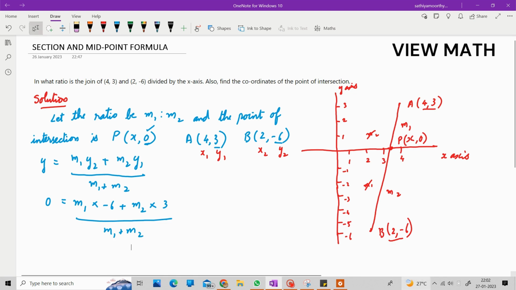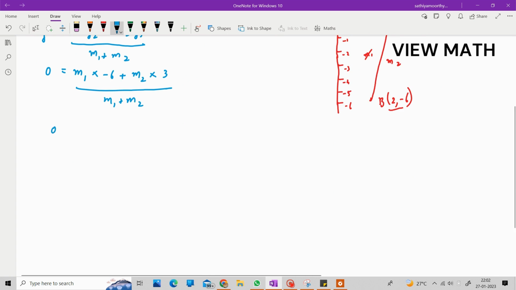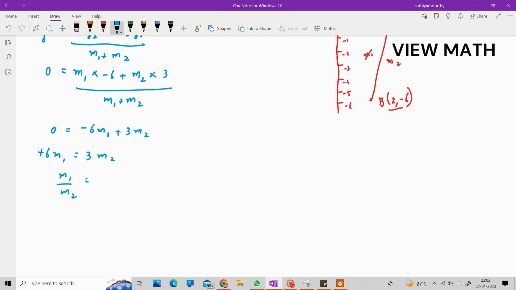Now m1 plus m2 I am taking to the left hand side. It becomes 0. So 0 is equal to minus 6 m1 plus 3 m2. Let me bring this to the other side. Minus 6 m1 becomes plus 6 m1 is equal to 3 m2. m1 by m2 is equal to 3 by 6. So 3, 1 times 3, 2 times. Therefore, m1 is to m2 is equal to 1 is to 2. So the first part we have found out.